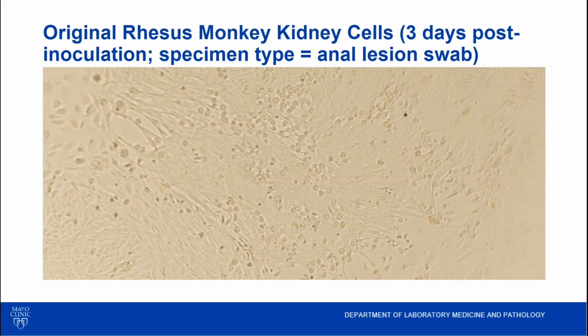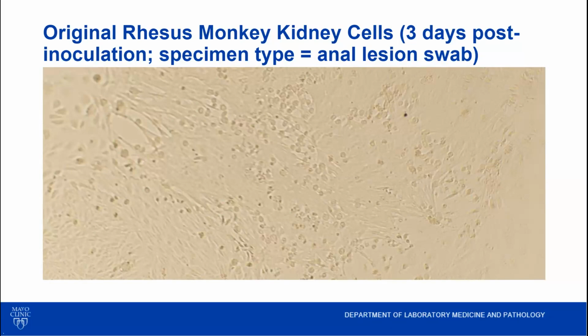So in our laboratory, we would inoculate two different types of eukaryotic cells with samples from patients. One is cells derived from Rhesus macaques' kidneys. So these are primary kidney cells, and the other cell line is a human Medical Research Council 5 or MRC5 cells.